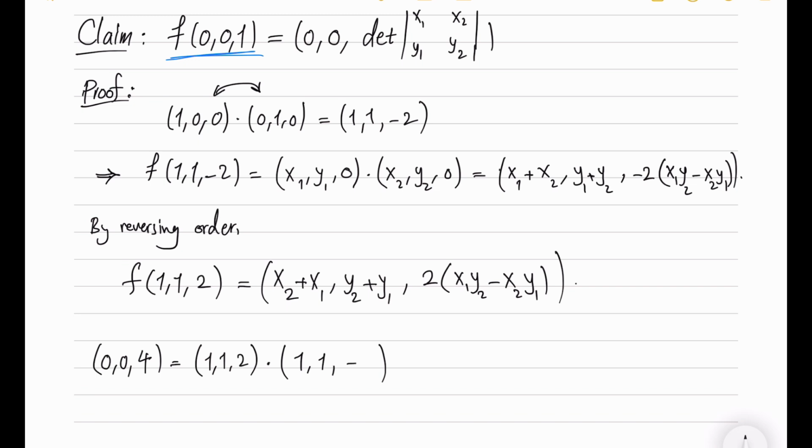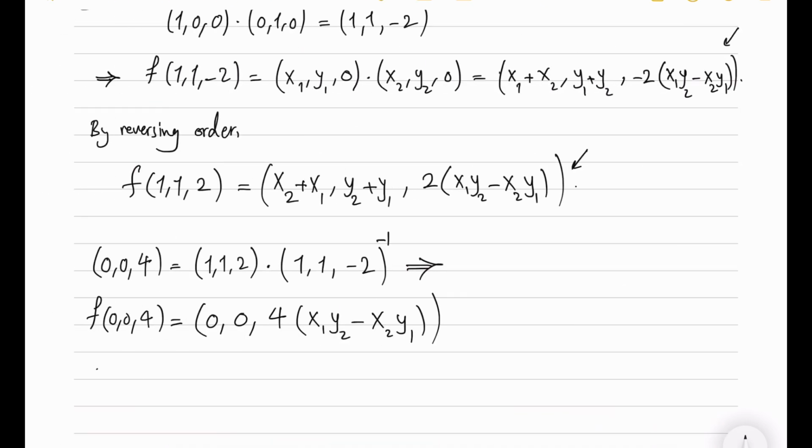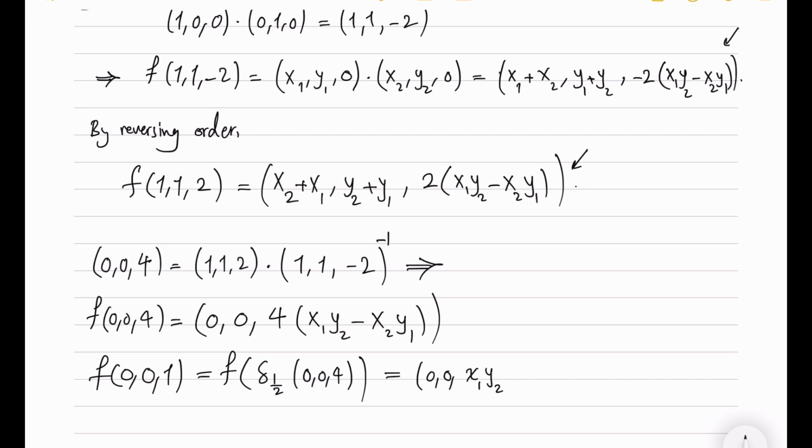Then f of (0, 0, 1) is f of the dilation by 1/2 of (0, 0, 4), and therefore by being homogeneous, that becomes the dilation of the image, and that exactly gives you x1 y2 minus x2 y1, and that's the end of the proof, because this is exactly the determinant of x1, y1, x2, y2.